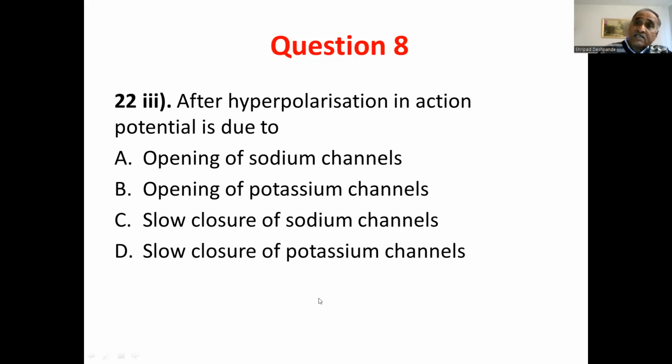Opening up sodium channels results in the spike potential of the action potential. Opening up potassium channels produces a repolarization. One produces a depolarization, one produces a repolarization. Slow closure of the sodium channels is masked; it has nothing to do with the after potential. It's because the sodium channels first close down, at that time the potassium channels open up, and then it is the slow closure of the potassium channels that leads to the after hyperpolarization.